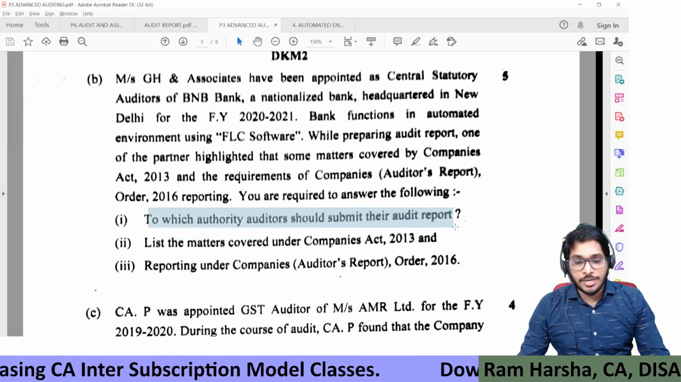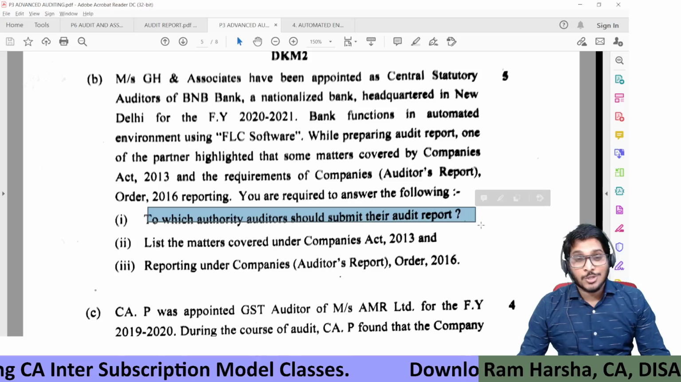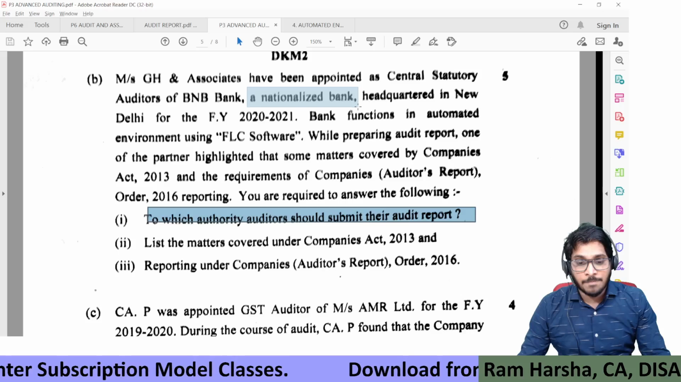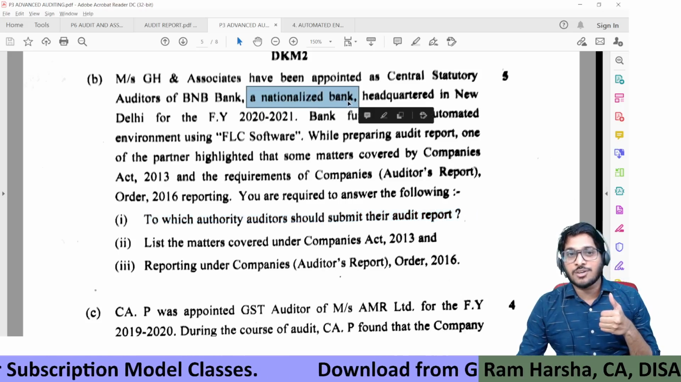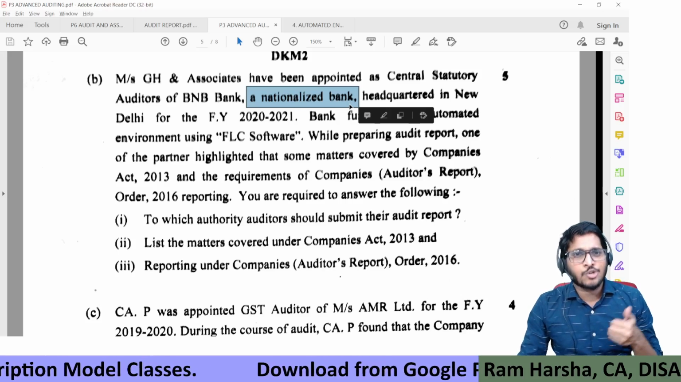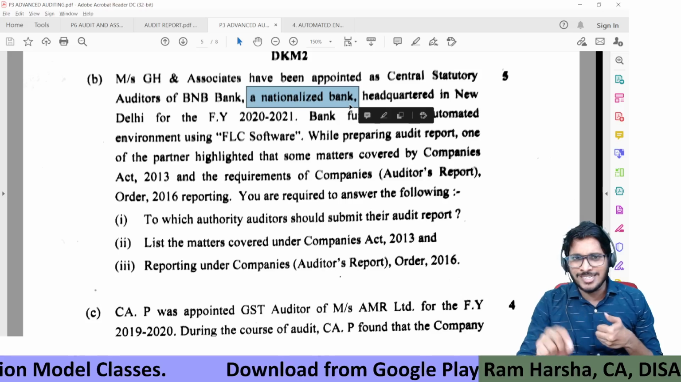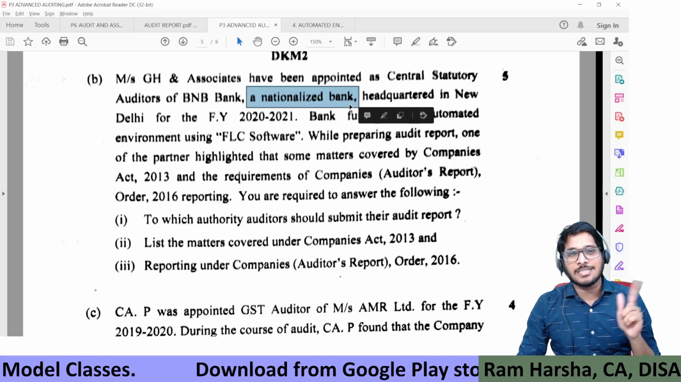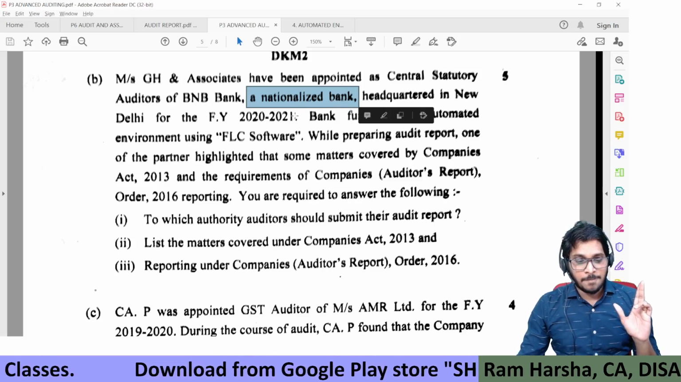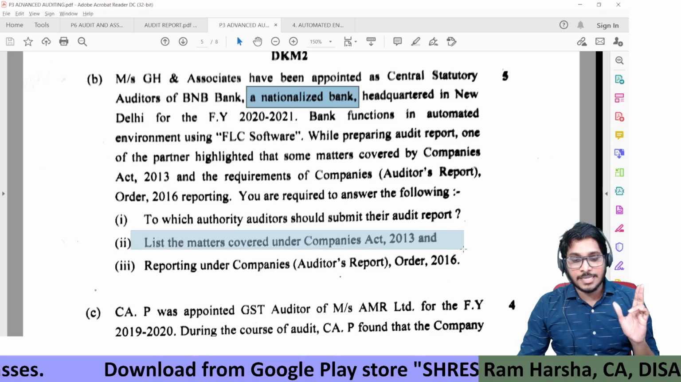To which authority should auditors submit their audit report? So they're asking a practical question, to which authority, and it's a nationalized bank. There are 2 options. One, to the President of India. If you look at the State Bank of India audit report, which is a nationalized bank, it reads as to the President of India. Or to the shareholders, you can simply put the word shareholders. That is also permitted.